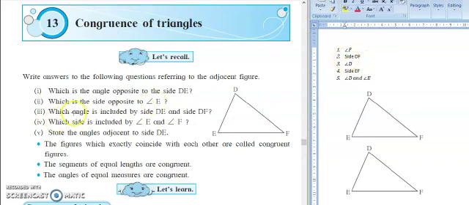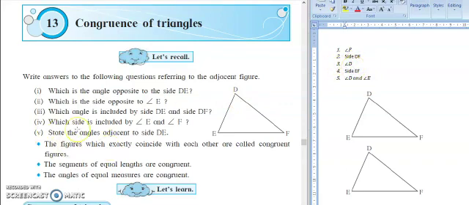Third question, which angle is included by side DE and side DF? This is side DE and this is side DF. So which is the angle included in both these sides? This is the angle included in both the sides, that is angle D. So the answer to the third question is angle D.